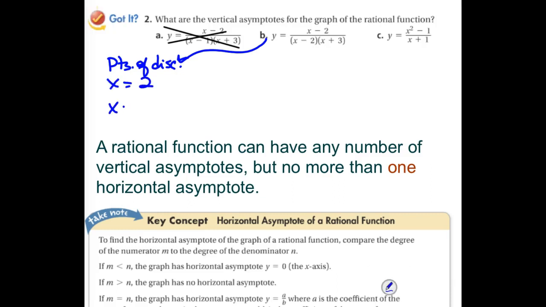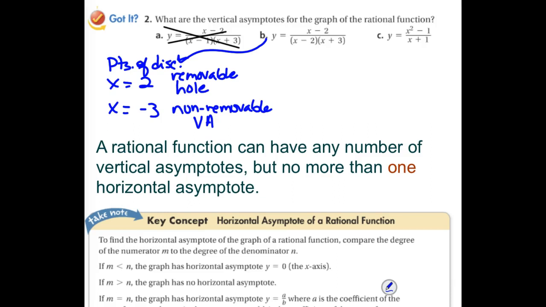All right, x equals 2 and x equals -3. Can we reduce either of them? Which one? The 2. So this is going to be a removable discontinuity, which means it is a hole. The -3, can we remove that? All right, so it's non-removable, which means it is a vertical asymptote.